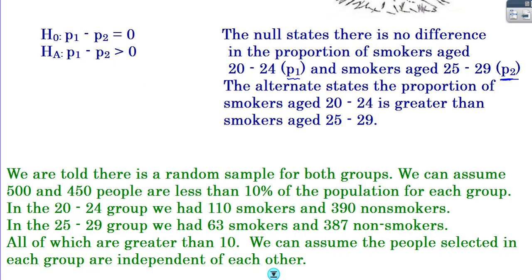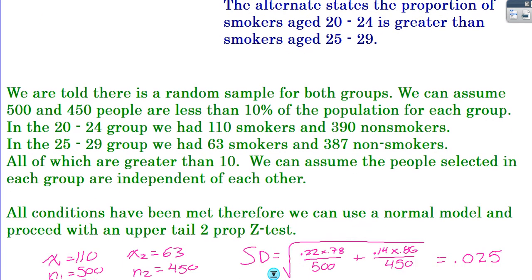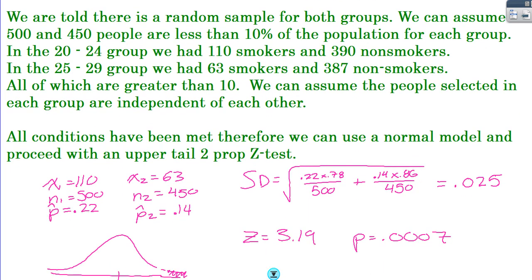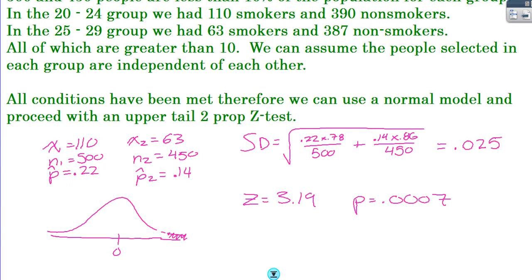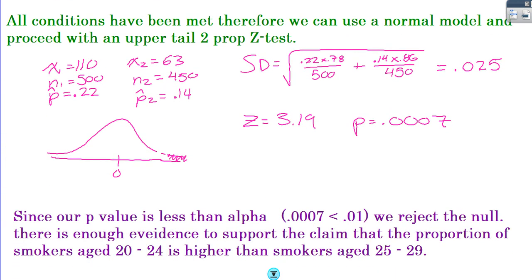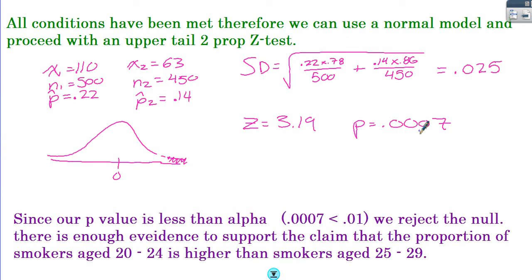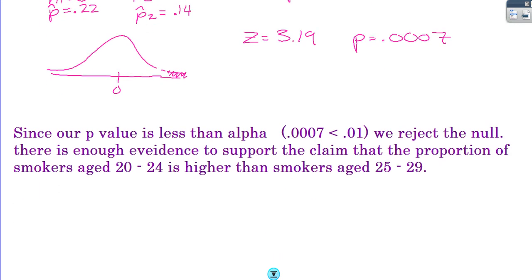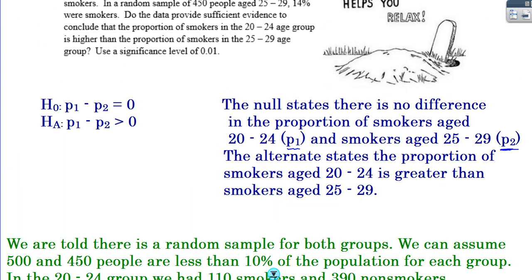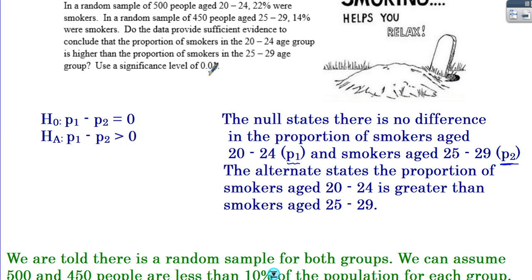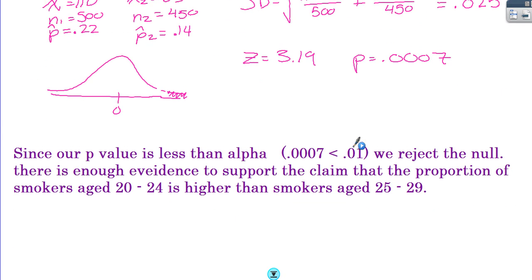So like I said, I'm not really going to go through the whole shebang with you here, but I'll just show you everything that's on this. So all of our conditions are met. There's nothing really crazy there. We run our test. We get a p-value here of 0.0007, which is really small. Since that's a small level, I believe in this problem it did say use a significance level of 0.01. So that is our alpha level.